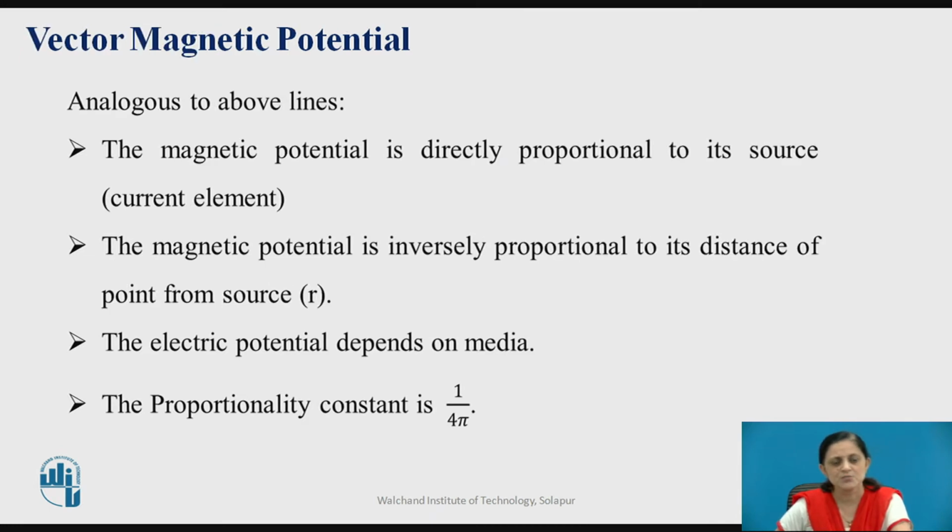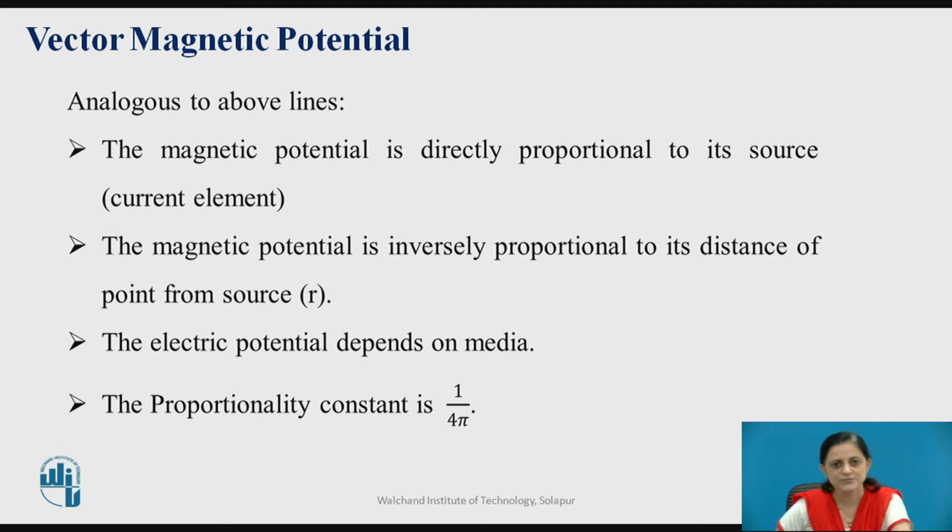Analogous to the above equation for electric field potential, we can define the same points for the vector magnetic potential. The vector magnetic potential is directly proportional to its source. In magnetic field, its source is nothing but the current element, also known as current filament. It is defined by I dl element. So I dl is the differential current element with the consideration of the length, also known as the differential current filament in magnetic field.